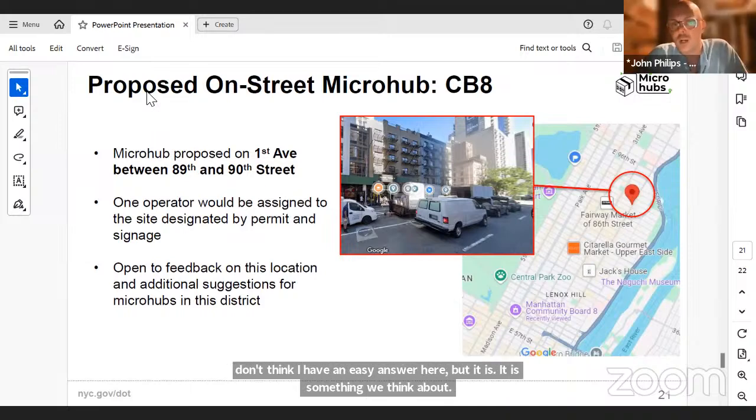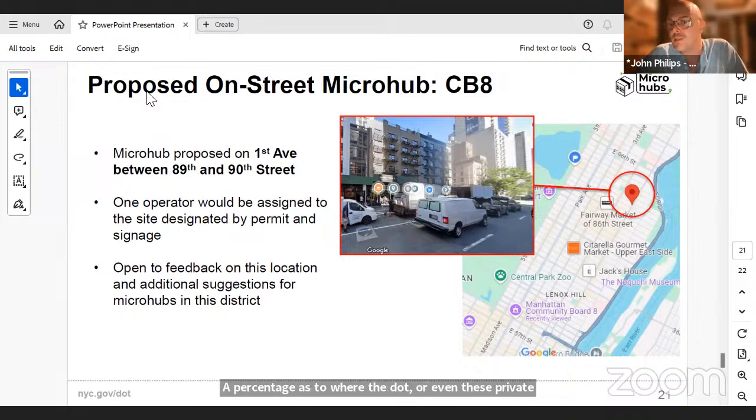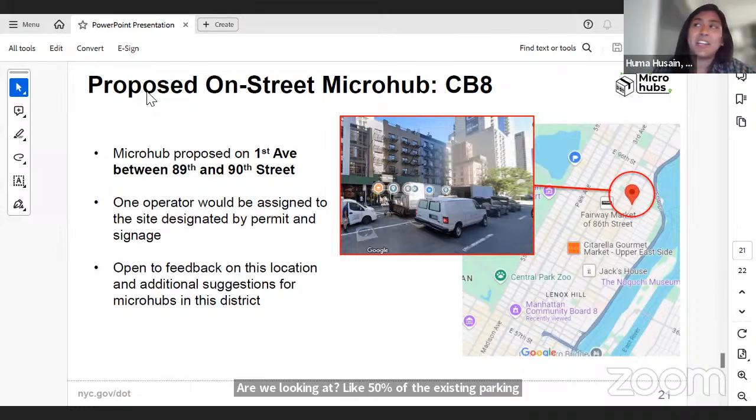And just one last question. I know I had you for a while. Have you projected a percentage as to where the DOT or even these private companies want to be 10 years from now as far as, I guess, earmarked parking goes? Are we looking at like 50% of the existing parking spaces eventually going to trucks? 100%, 20%? No. I couldn't give you a percentage, but there are many needs at the curb.